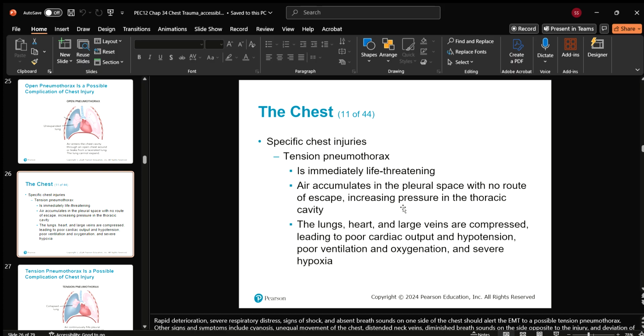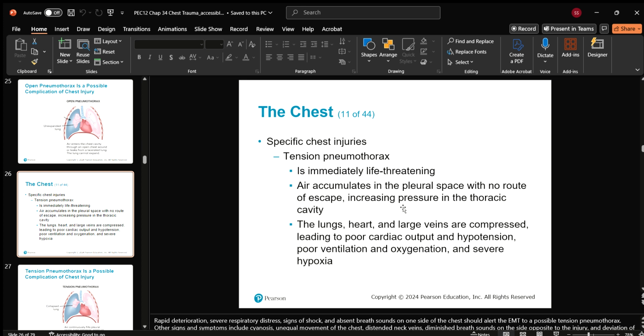As air accumulates in that pleural space, there's no way for it to get out because it would normally go back up through the trachea and out our mouths. But here it's stuck. It's trapped in the chest wall. Every time we take a breath, the air will escape out of the lung and just into the chest wall.